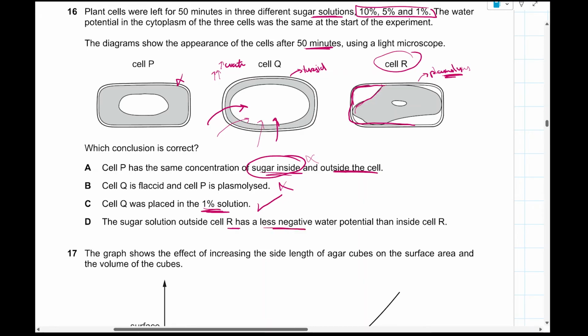For D, the sugar solution outside R has a less negative water potential. Less negative water potential here means a higher water potential. This is incorrect. It had a lower water potential because water moves from the higher to lower water potential. Therefore, it moved out, not in, indicating that the cell itself had a higher water potential and the solution had the lowest water potential, therefore the highest concentration of glucose, here 10%. Therefore, this is incorrect. It should be a more negative water potential. Therefore, the answer is going to be C.